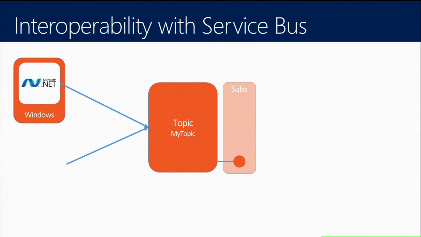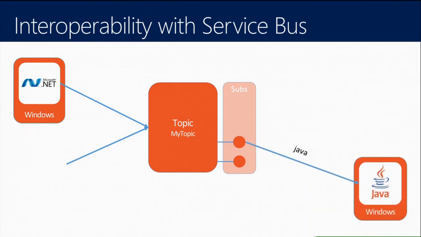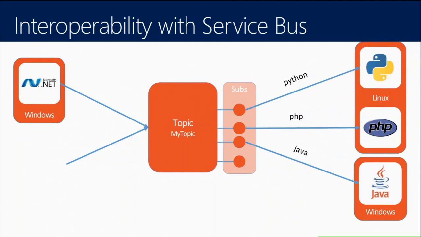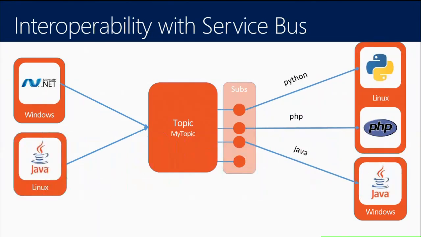So you can send data from Windows. You can receive on Java. You can receive on Python, PHP. You can send from Linux. And we have one infrastructure that's there. So Service Bus is kind of this multi-protocol, multi-platform rendezvous service for core messaging.